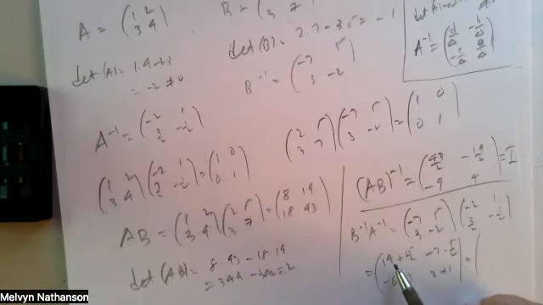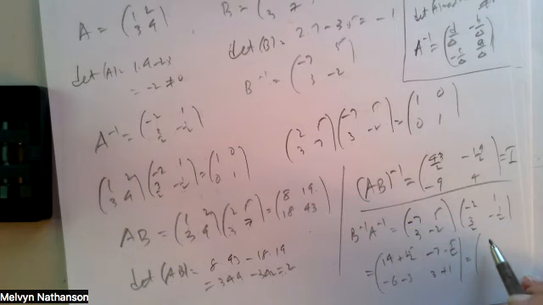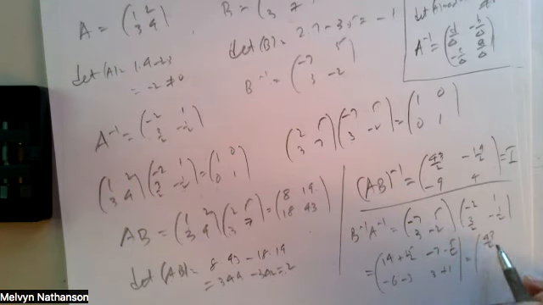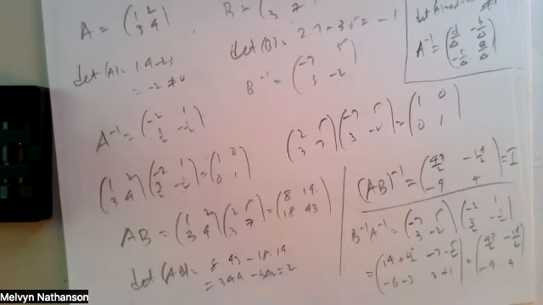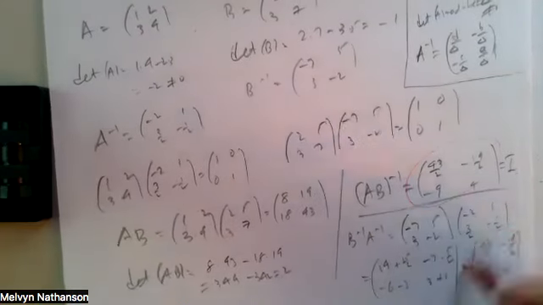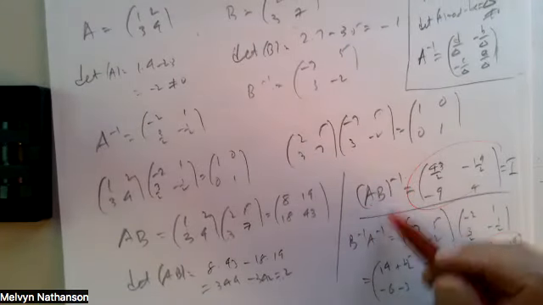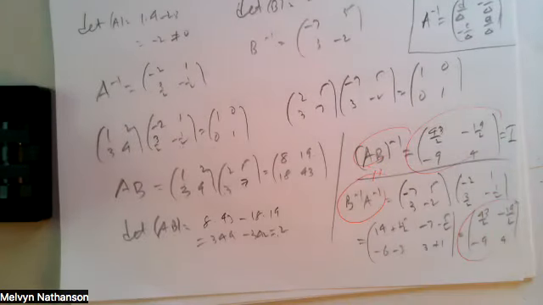So this is 14, 28, 43 over 2. 7 is 14 minus 19 over 2 minus 9, 4. This and this are exactly the same. So AB inverse equals B inverse A inverse. This is just a numerical example to provide some sort of psychological support for this.